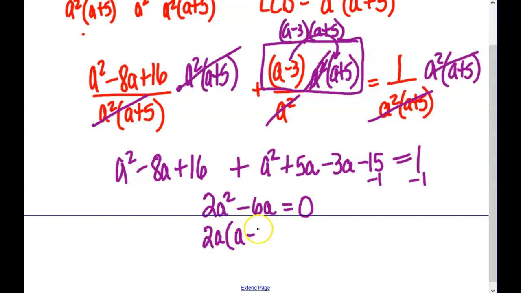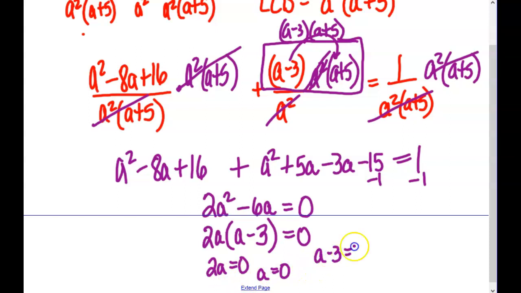A minus, we took out a 2 though, right? There we go. All right, so if 2a equals 0, we divide and we just get a equals 0. Everybody okay with that? Right, you can divide by 2. A minus 3 equals 0, you would get a equals 3. Okay, can a be 0 and 3?